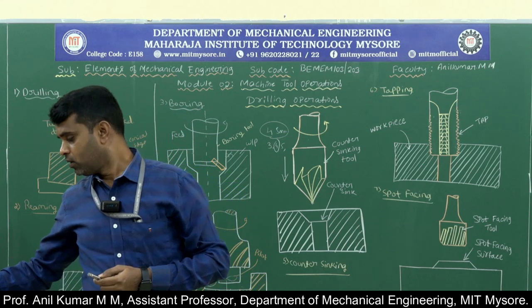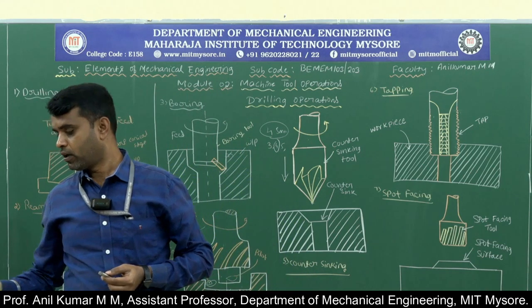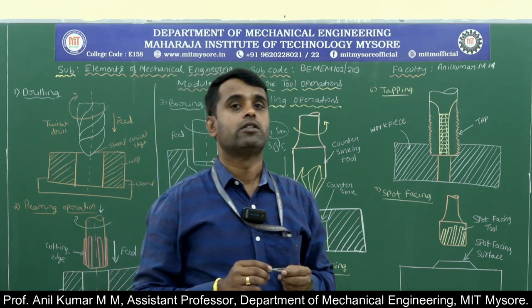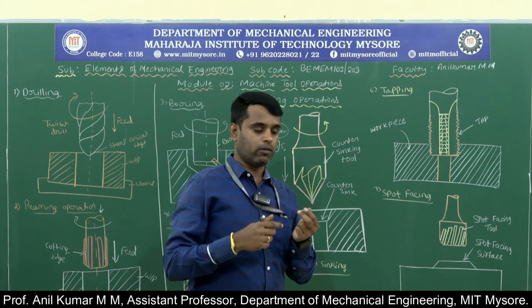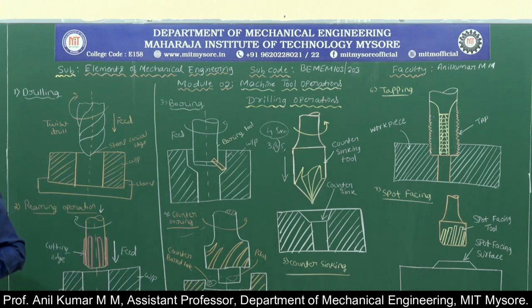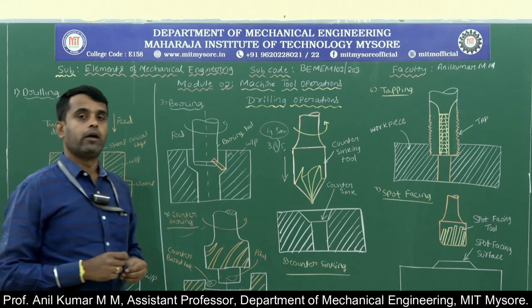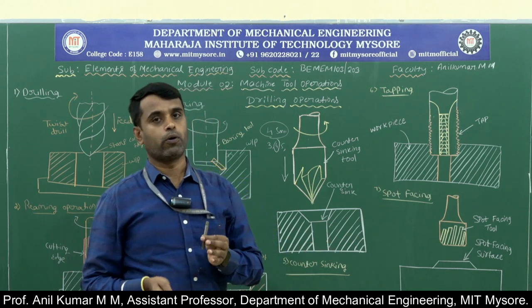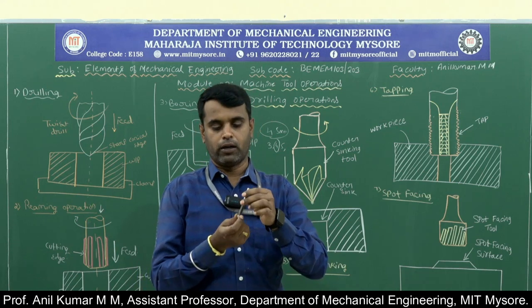This tapping tool is connected to the chuck of the spindle. That operation you can call the tapping operation. Tapping is a machining operation used to produce internal threads in a cylindrical hole. Tapping is an operation performed on the drilling machine that is used to produce internal threads by using a tapping tool.